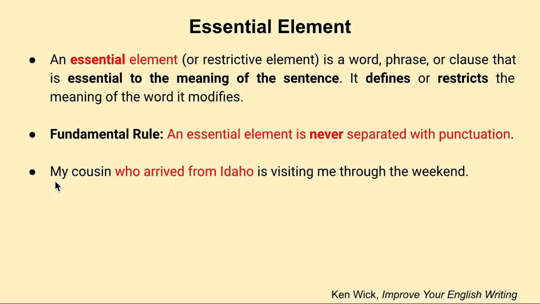So here are some examples. My cousin, who arrived from Idaho, is visiting me through the weekend. Here we have, is this an essential element? I say it is, because this clause here defines which cousin. We don't know. If this person only had one cousin, then it would be non-essential. But I assume this person has more than one cousin, and maybe they live in different states. So this phrase here is defining which cousin. So therefore it is essential.